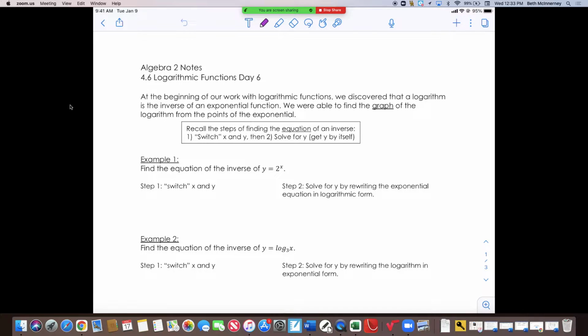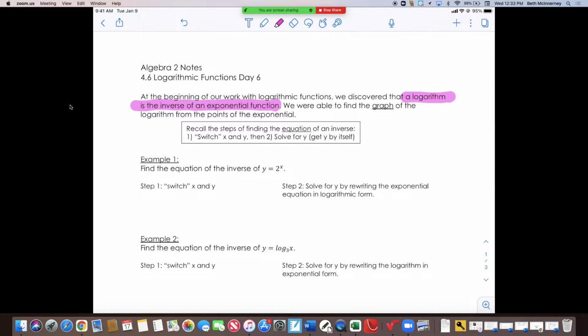All right, again, find the 4-6, day 6 notes. At the beginning of our work with logarithmic functions, we discovered that a logarithm is the inverse of an exponential function. So let's highlight that. A logarithm is the inverse of an exponential function. We were able to find the graph of the logarithm from the points of the exponential.